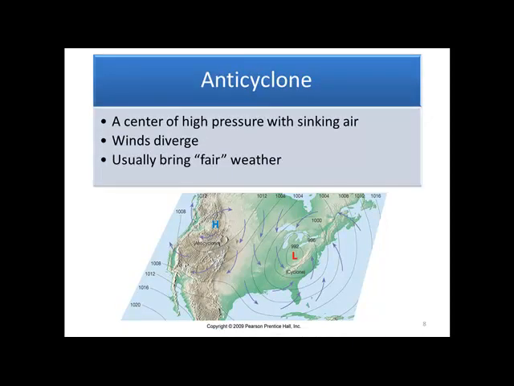The other system is called an anticyclone in the northern hemisphere. It's a center of high pressure. High pressure has a lot of air pushing down on it, therefore the air is sinking. When the air hits the surface of the earth, it has nowhere else to go, so it must spread out or diverge. Since the air is sinking, it tends to bring in fair weather, meaning that since rising air causes clouds, sinking air causes clearer skies.